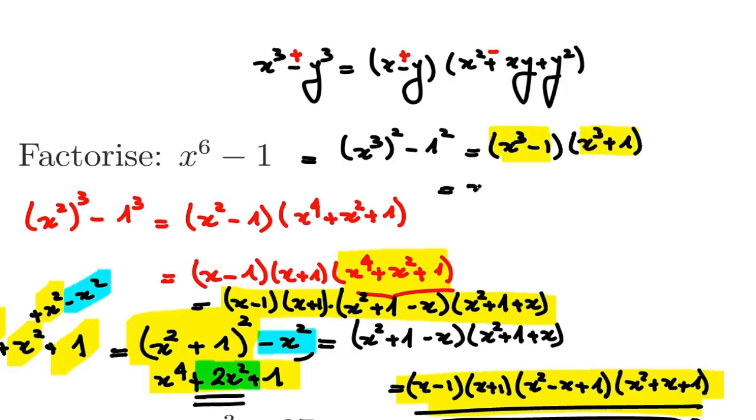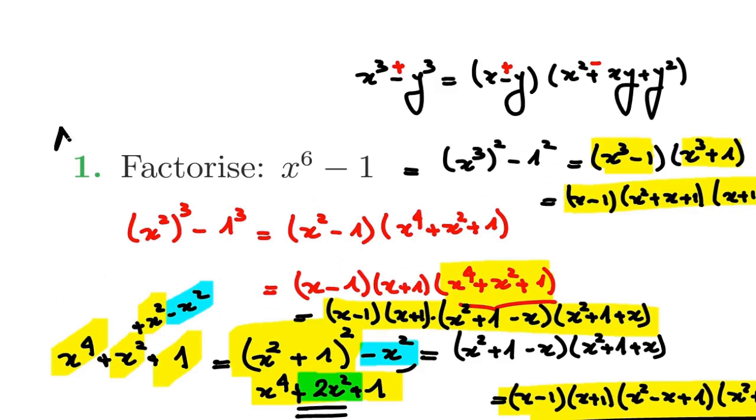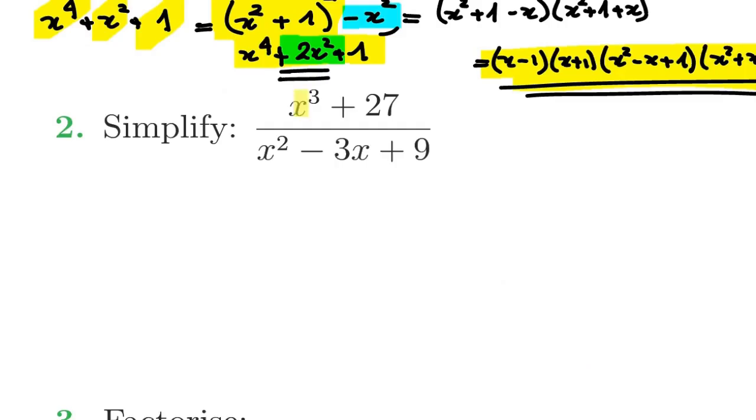Let's expand them. X minus 1, x squared plus x plus 1, and the other one, x plus 1, x squared minus x plus 1. All right, that was nice. I think we should mark this with a star. 2. Let's quickly expand this.